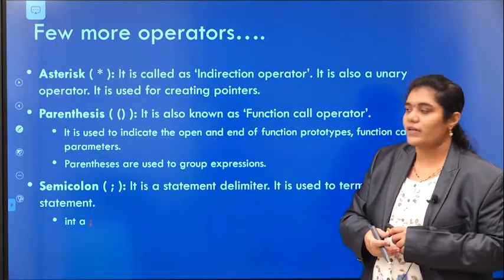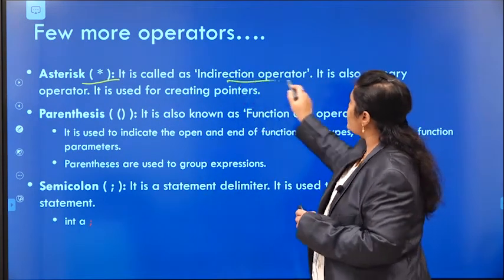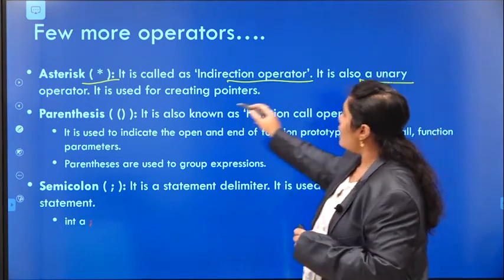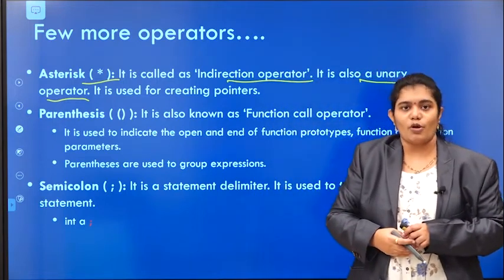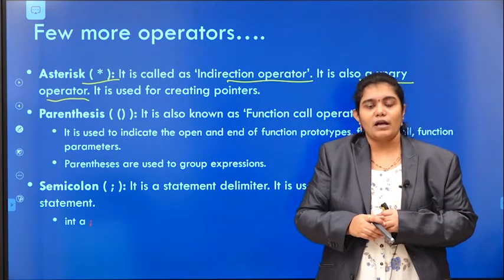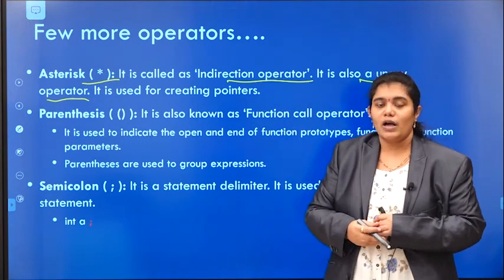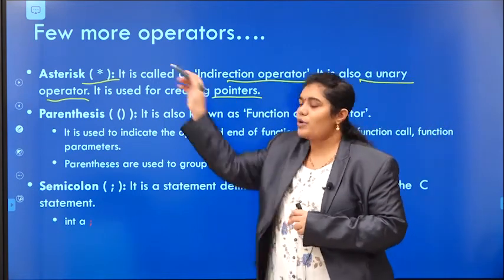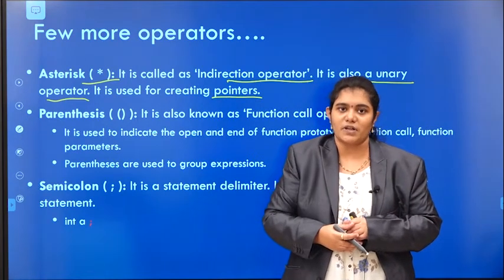And a few more operators we have. Asterisk is also called an indirection operator. It is a unary operator. Why is it a unary operator? Because this asterisk is a symbol which is applied to only one operand. After applying this indirection operator, we can get a pointer. So if you want to create any pointers, you have to use this asterisk operator. We will have a lot of discussion about pointers in our further sessions.